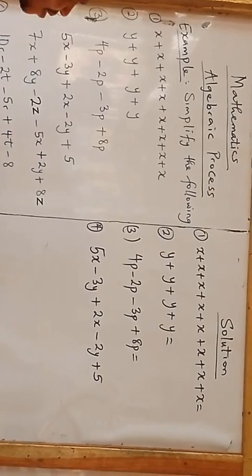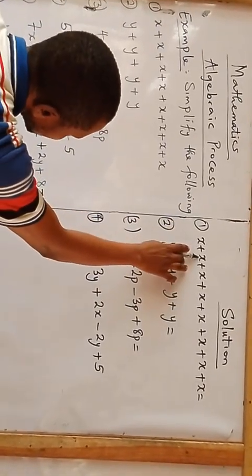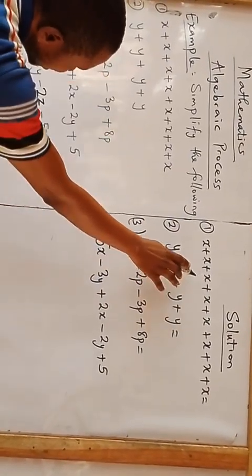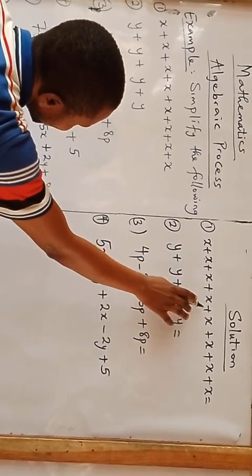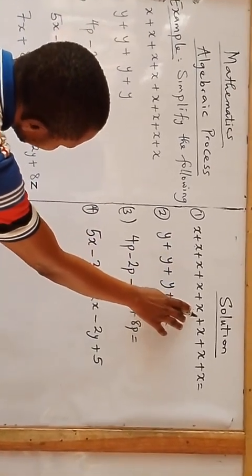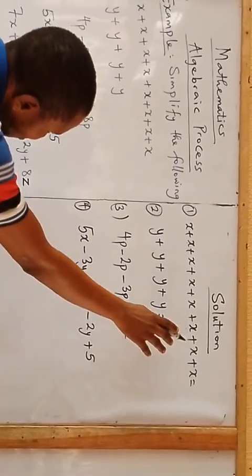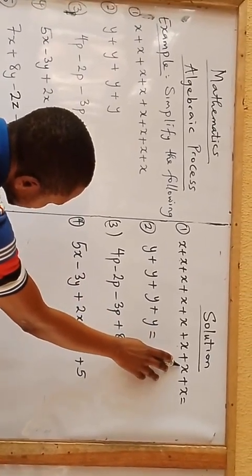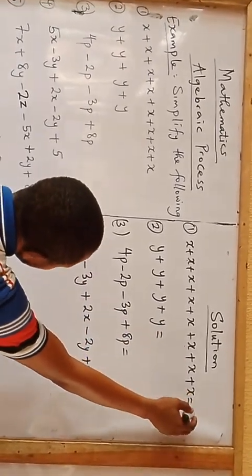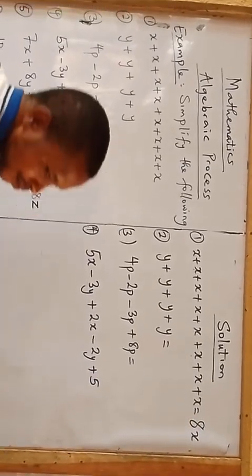So x plus x here will give us 2x. 2x plus x will give us 3x. 3x plus x will give us 4x. 4x plus another x will give us 5x. Plus another x will give us 6x. Plus another x will give us 7x. Plus another x will give us 8x.